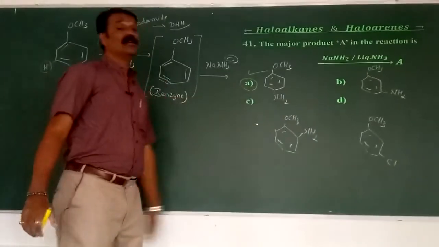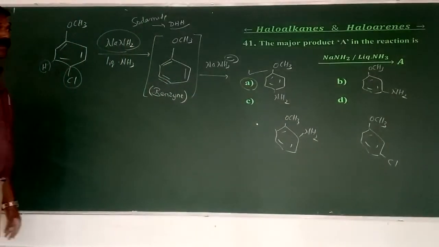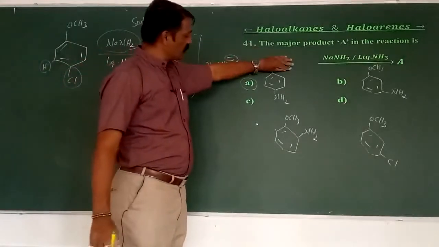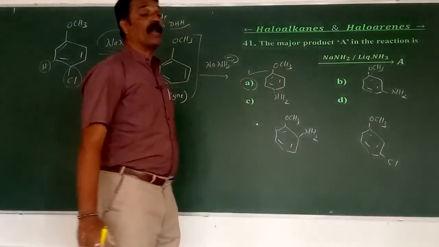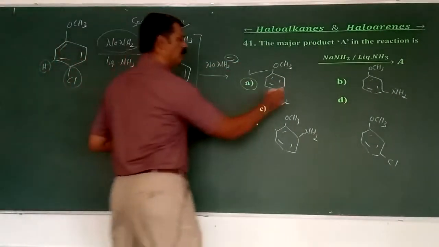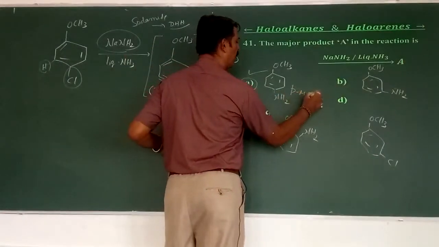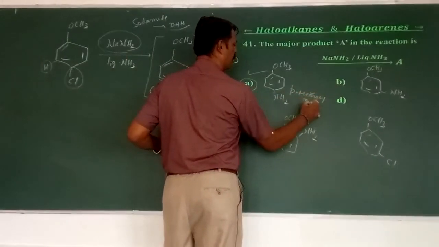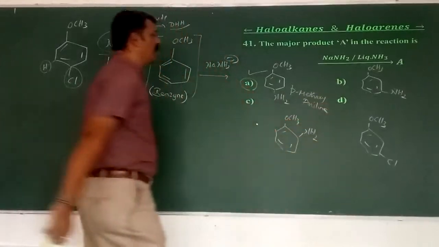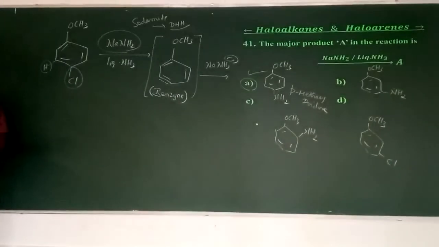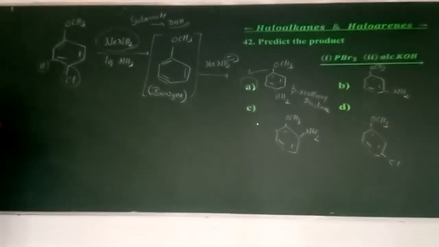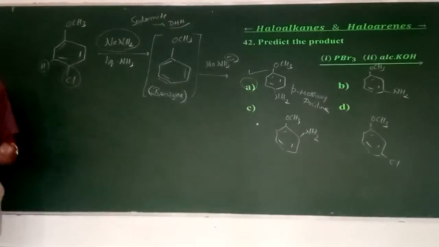Sorry, it is not anisole, it is benzenamine, aniline, that is the main product. Therefore, it is called para-methoxyaniline. That is question 41, the answer is A. Let's have the 42 here. Again, predict the product.